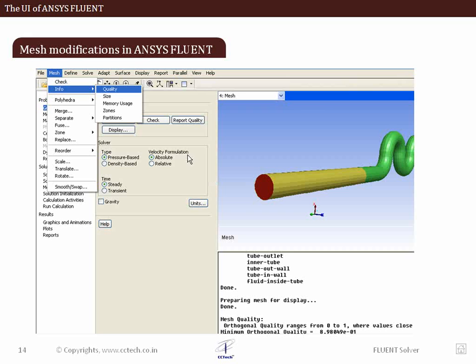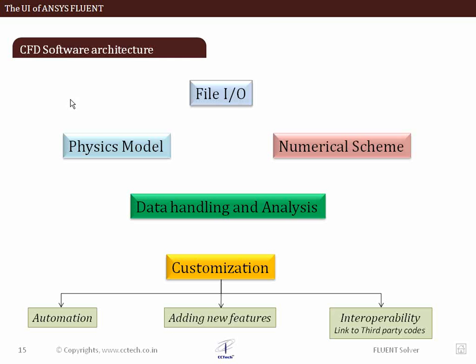We can also do a lot of modifications and analysis of the given mesh which has been imported. You have the options to check the quality and the size, and if you want to make some modifications in the mesh, you can separate some zones, merge some zones, translate the mesh, and scale the mesh. These options are also available in the mesh modifications panel in ANSYS Fluent. So we've looked at the file input-output options and some modifications at the mesh level.